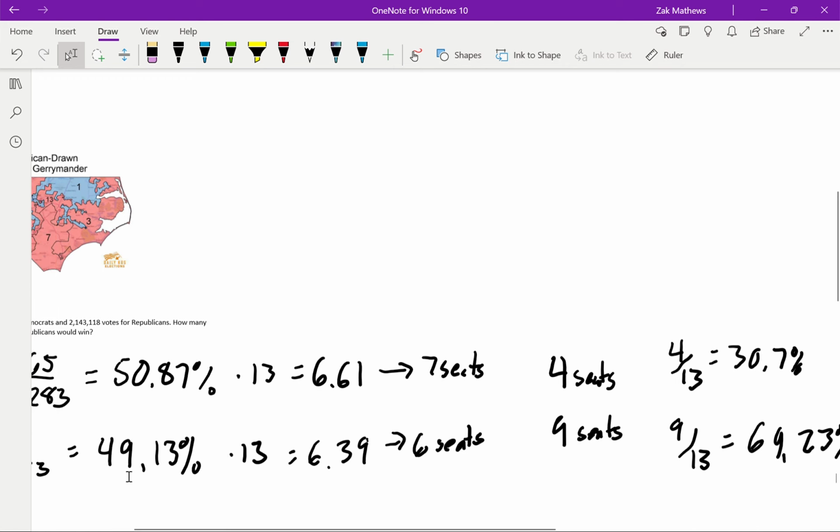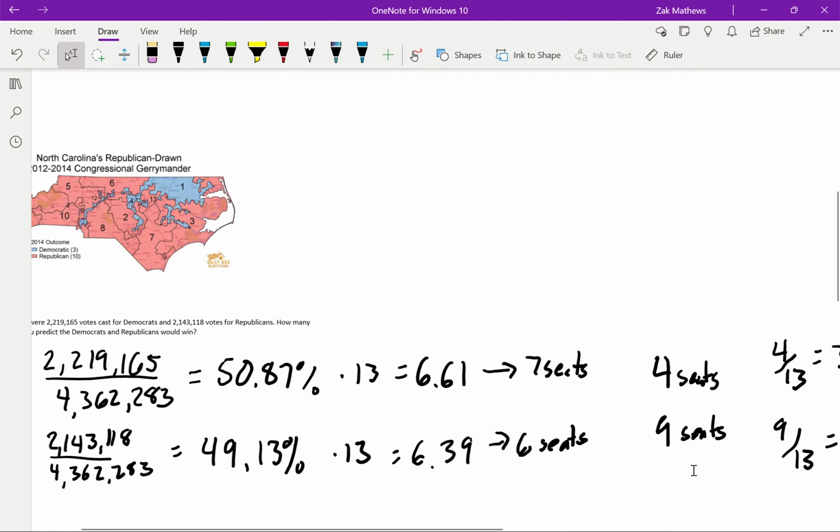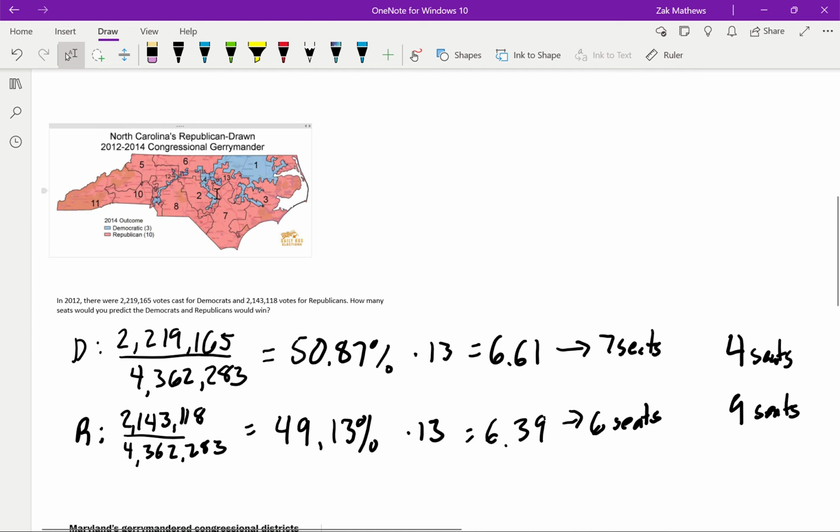So exactly kind of the opposite of what we would predict. We predicted the Democrats would have more seats, but in fact, overwhelmingly, the Republicans had more seats. And so how did this happen? Well, if we look at some of the data breakdown of this, they heavily jam these people into certain districts.